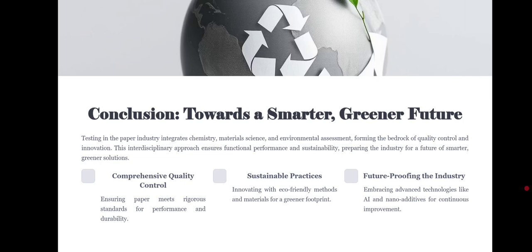Let me wrap up the presentation. Paper testing is a perfect blend of science, engineering and environmental care. It ensures performance, quality and eco-friendliness, guiding the industry toward a smarter, greener future.